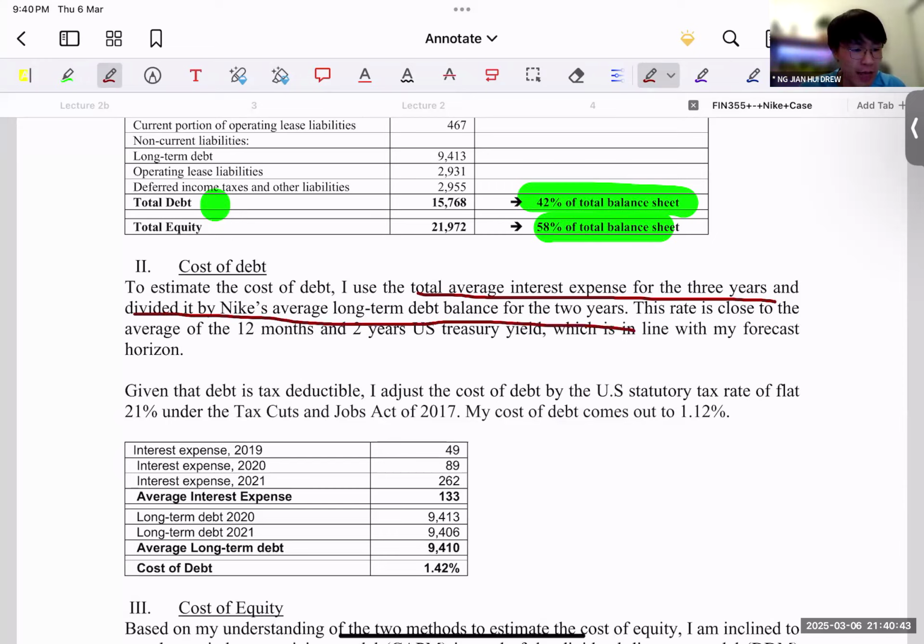This rate is close to the average for 12 months and 2 years US Treasury yield, which is in line with my forecast horizon. Okay. Any comments for this first part? What's right and what's wrong?